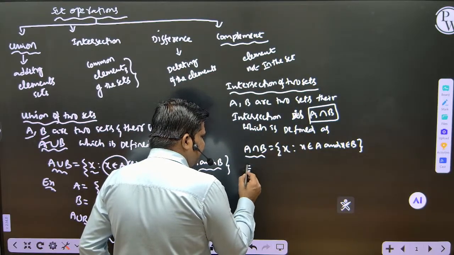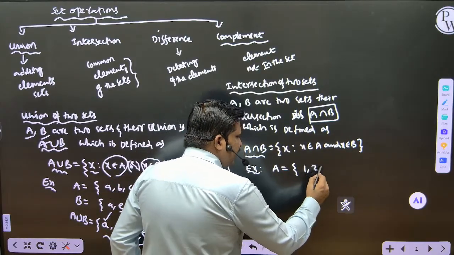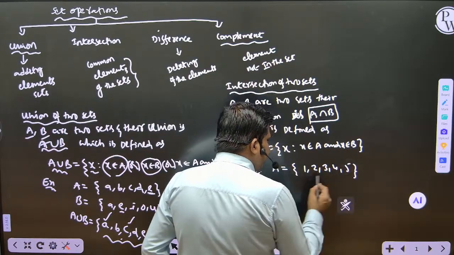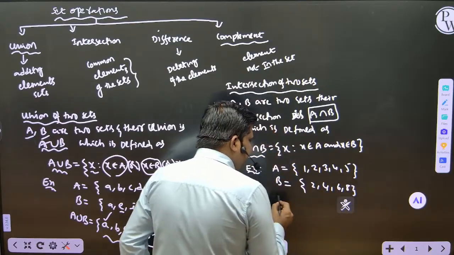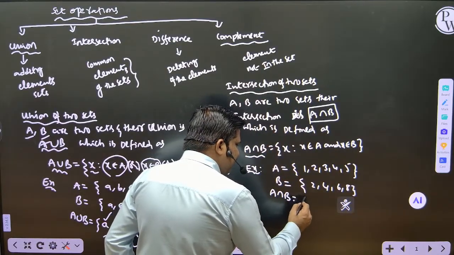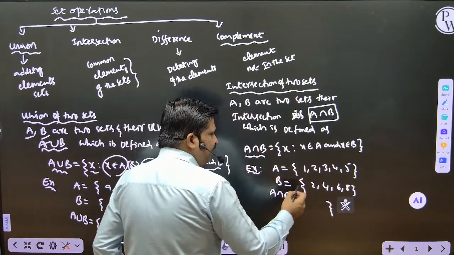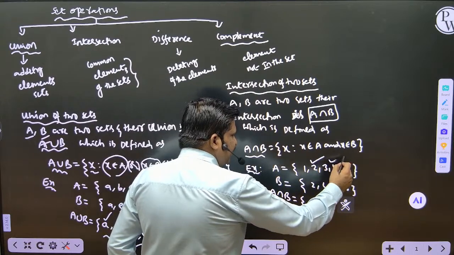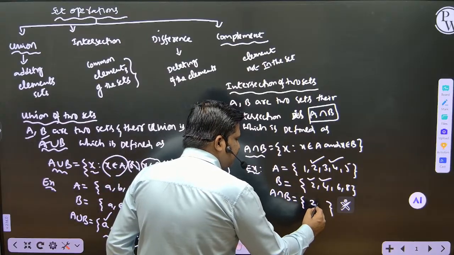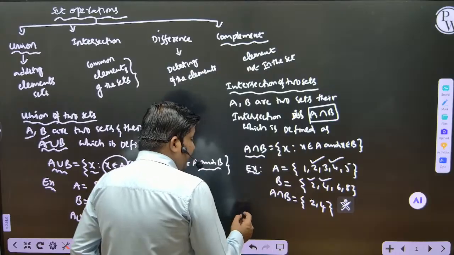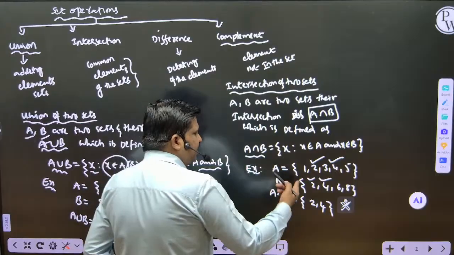Next, see the example. A is the set {1, 2, 3, 4, 5} and B is the set {2, 4, 6, 8}. Then what does A intersection B give? The commonality of these two sets. So first you list out the common elements of the two sets. That is 2 and 4. These are the common elements of the two sets, and you write that here.